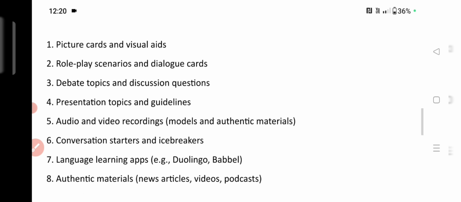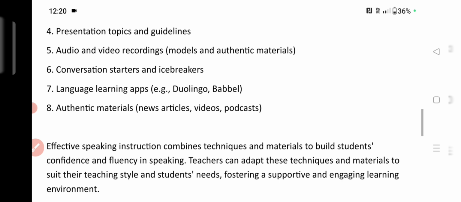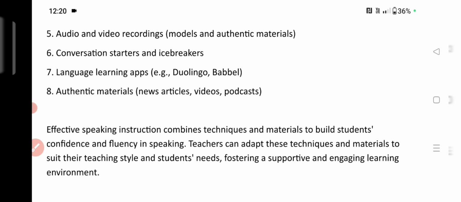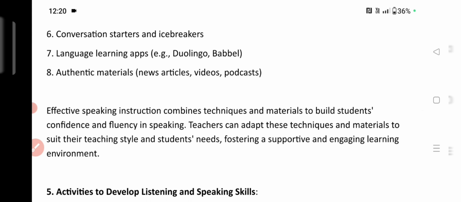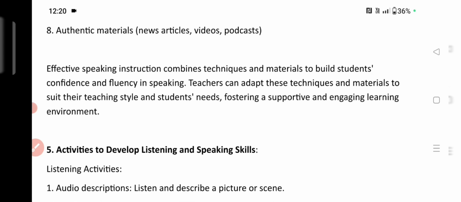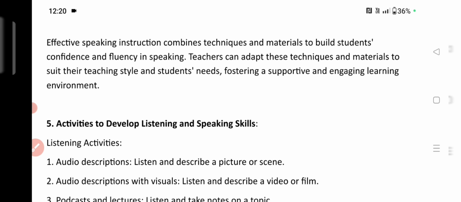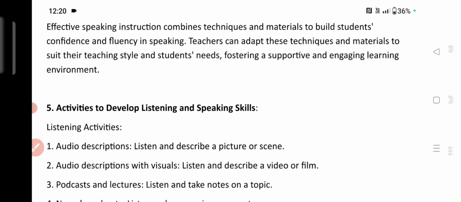Materials for teaching speaking are picture cards and visual aids, role play scenarios and dialogues, debate topics and presentation topics and guidelines, audio and video recordings and conversation starters and icebreakers, language learning apps, authentic materials, both the same for listening and speaking. The techniques are somewhat similar, and effective speaking instruction combines the techniques and materials to build the students' confidence and fluency in speaking, and teachers can adapt these techniques and materials to suit their teaching styles and students' needs, fostering a supportive and engaging learning environment.